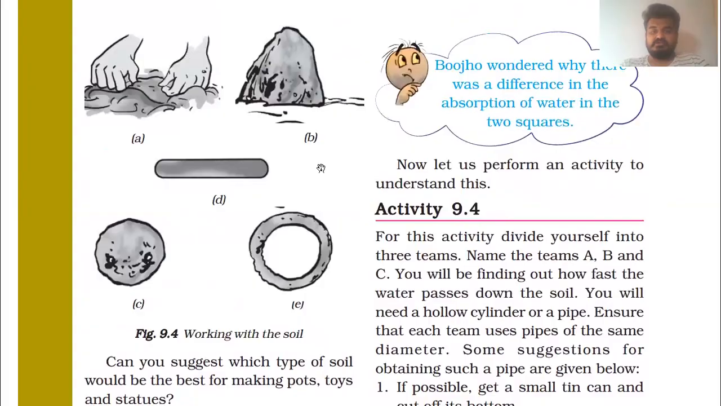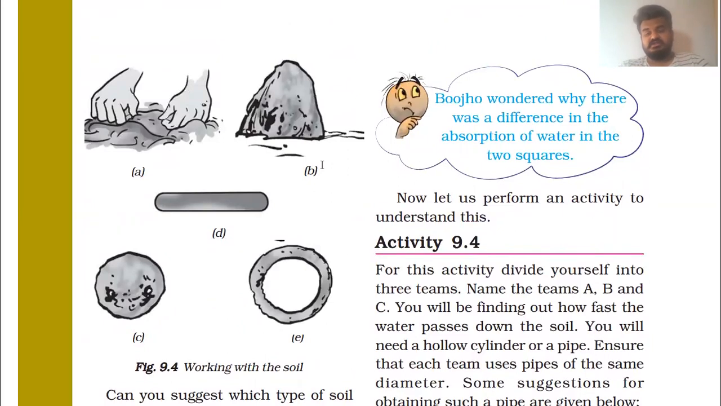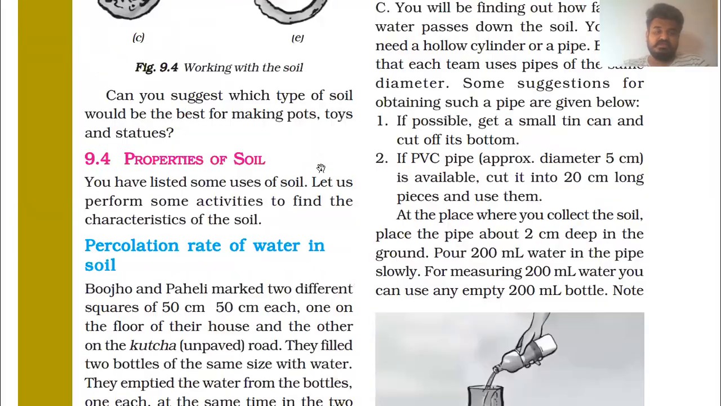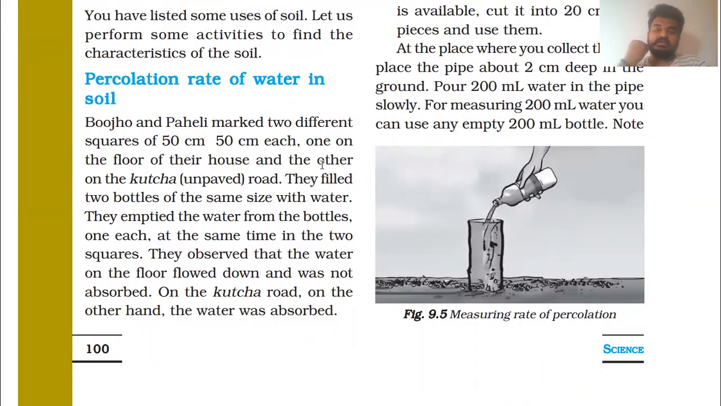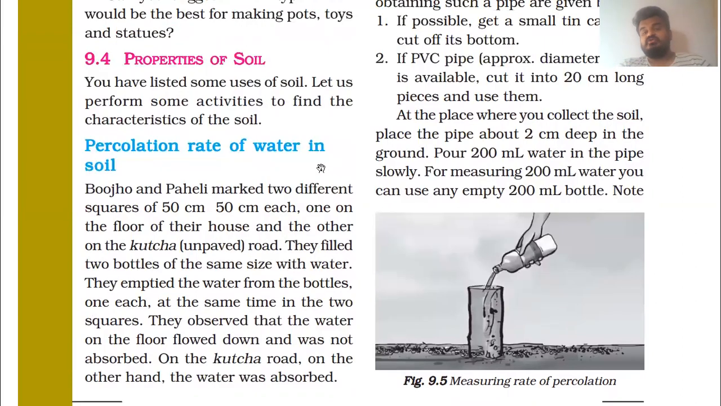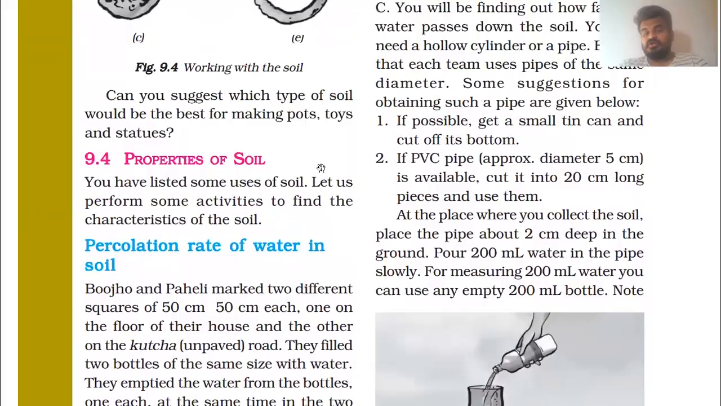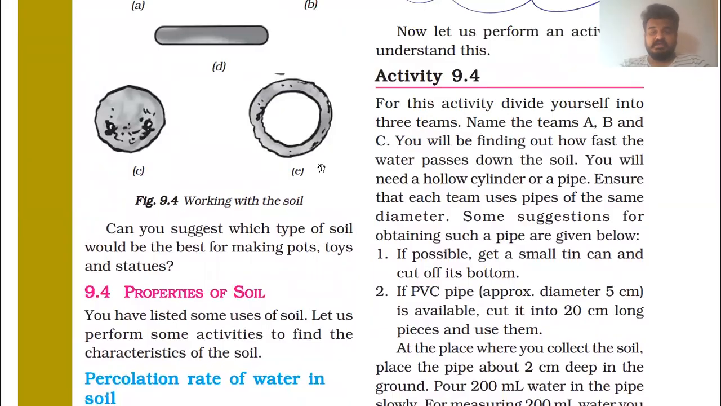So what is the reason? We will discuss it in this activity. Now let us perform an activity to understand this. In this percolation rate of water in soil, we will understand the difference in absorption: why the water on the floor flowed down, and why the water on the kutcha road is absorbed by the soil. We will understand it by the activity, but in the next session.